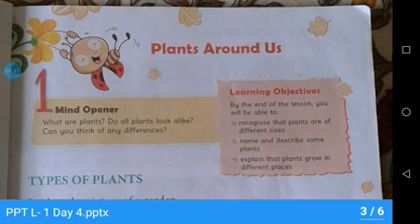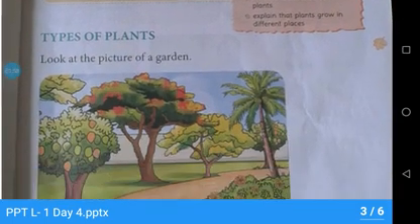Recognize that plants are of different sizes. Name and describe some plants and explain that plants grow in different places. So you will be able to know this, okay, after the lesson, which we have already done.